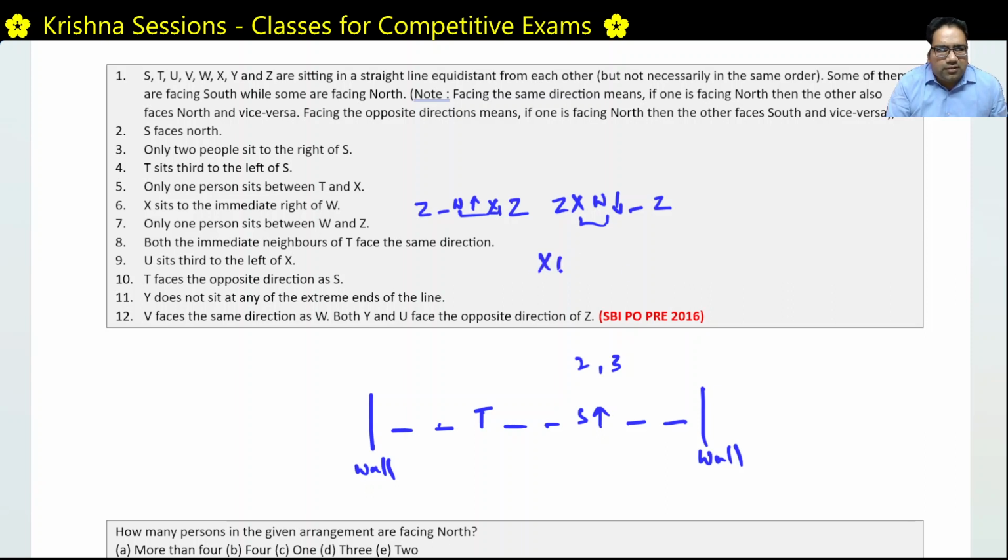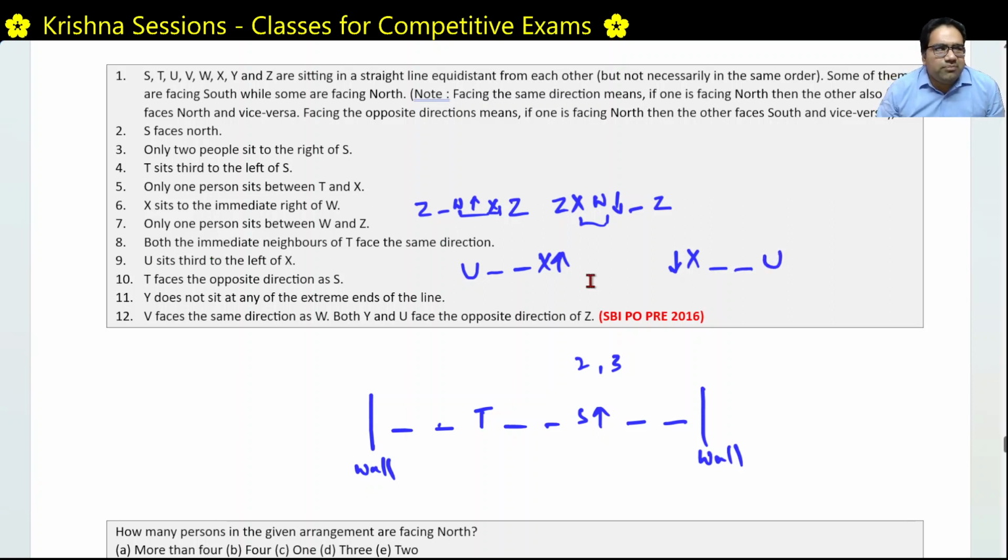If X is facing north, one, two, this is U. Third is U. If X is facing south, what is his left? This is his left side. One, two, three. This is U.